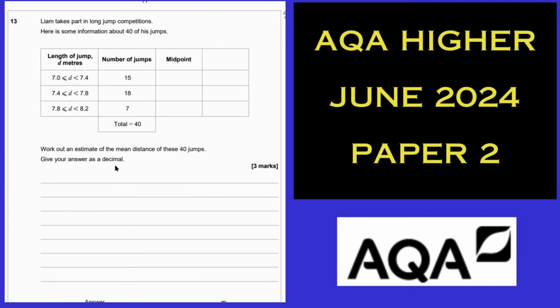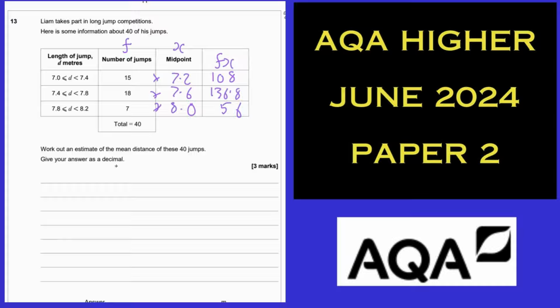Number 13, we like these questions, particularly when they've set them all out for you. So to estimate the mean, you do the midpoints. What a clue. So 7.2, 7.6, and 8.0. You might have a teacher who insists that number of jumps is F, midpoint is X, and your final column is F times X. It's fine if they insist on that. They're just preparing you for some A-level notation, really. Never does you any harm.